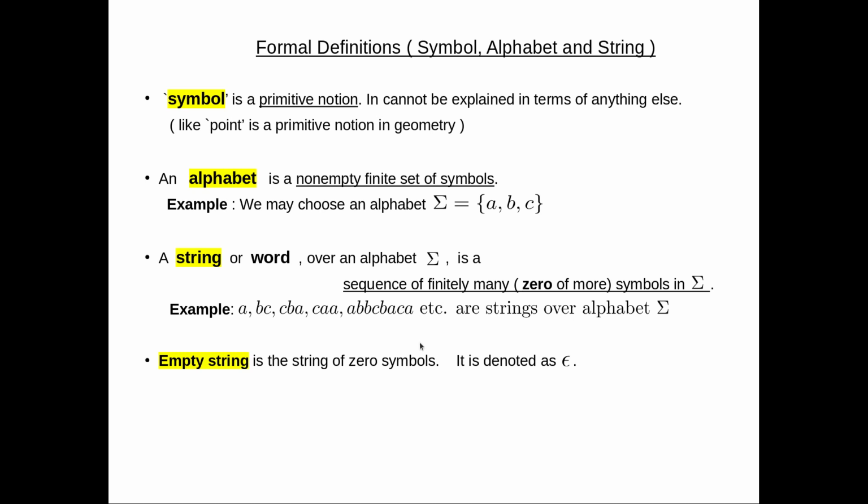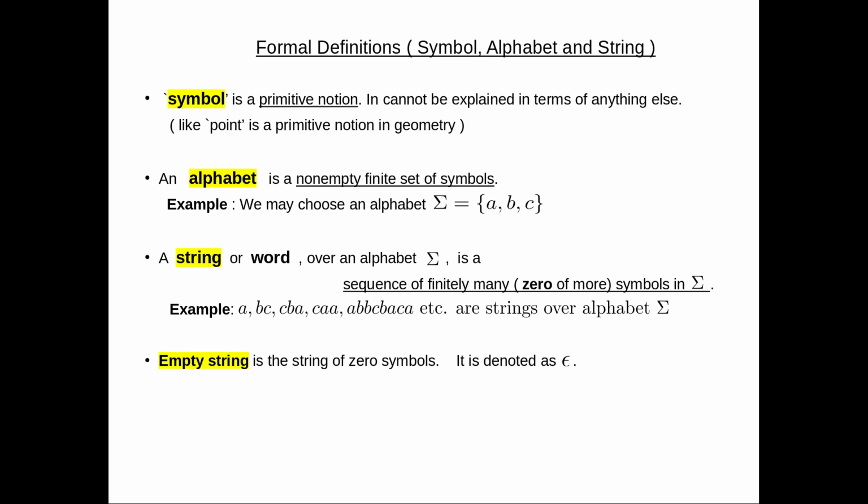So for formal definitions, we have this. Now, we cannot define symbol in theory of computation. This is a primitive notion. Okay, so in any theory, you have some primitive notion. For example, in geometry, point is a primitive notion. Once you define point, then maybe you can define lines as some set of points and whatever. But points are points. You cannot define them in terms of anything else.